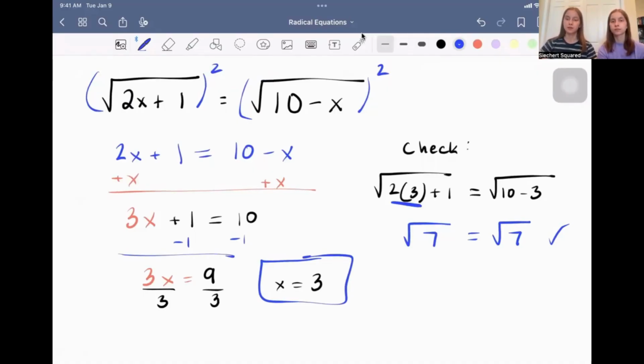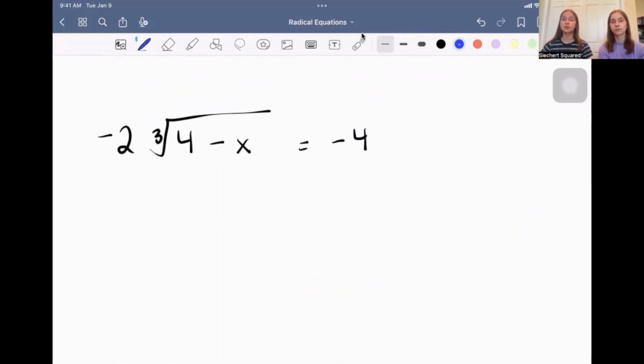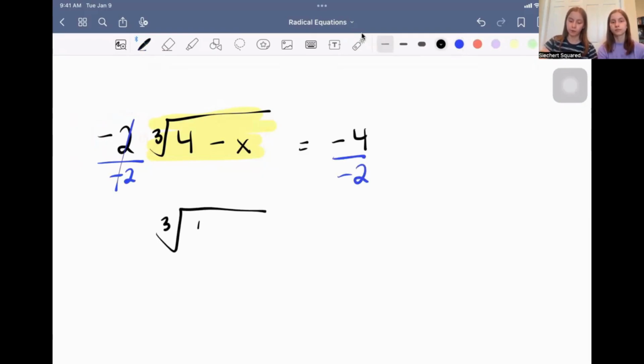Now, the last example that we wanted to show was one where we don't have a square root. Instead, we have a cube root. It was really going to be very similar to our first problem. First, I'm going to start by finding wherever that radical is. I know I want to get it on its own. So we're going to get rid of that -2 in front. Now be careful, that -2 is being multiplied with the cube root. So to undo that multiplication, we're going to divide it by -2 to both sides. So I have the cube root of 4 minus x equals +2.